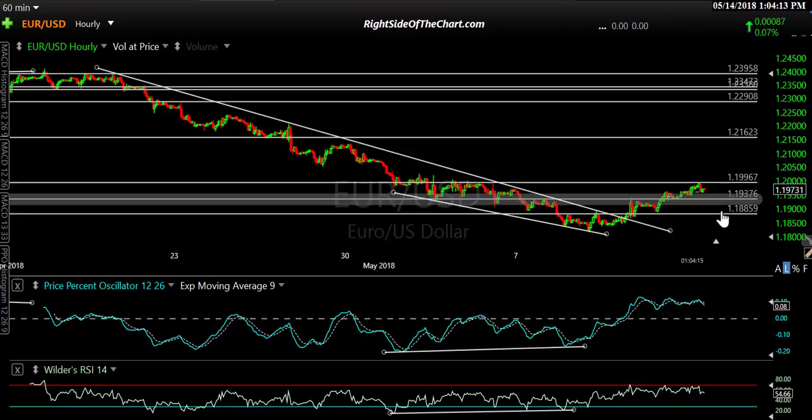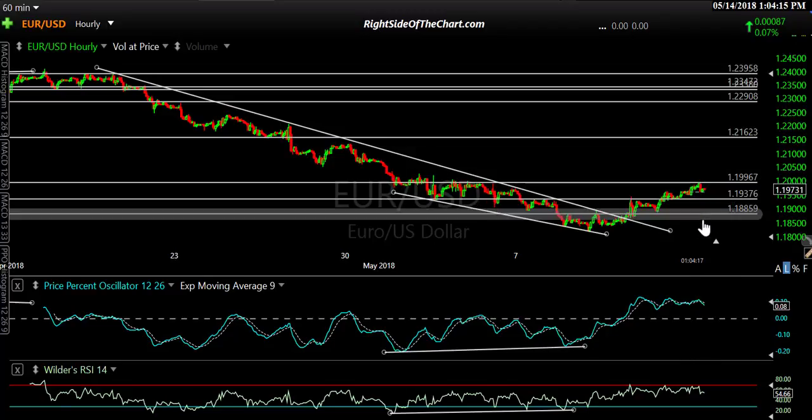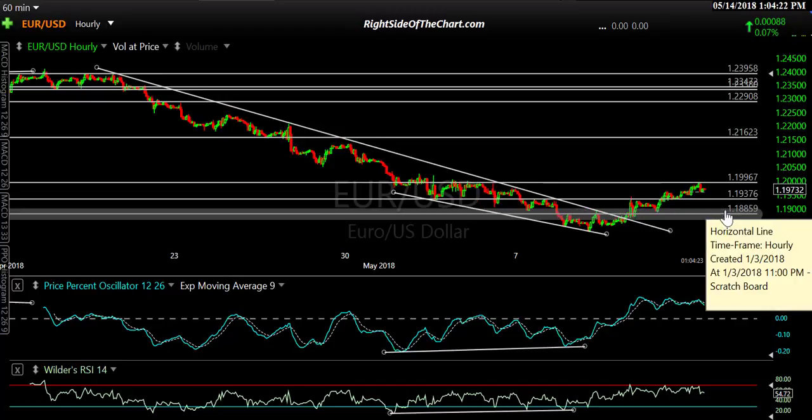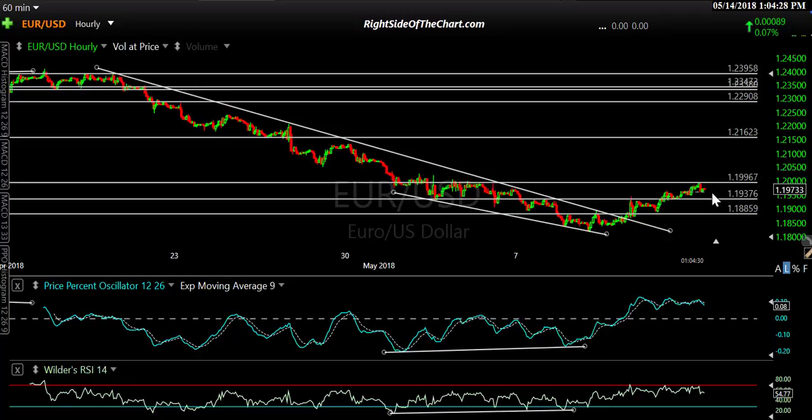Now, whether we have a little more pullback here or not, after that move up, this is support right here, the 1.19376 level. I doubt we'll go that low, but it's possible. Maybe we come all the way back to 1.18, almost 1.19 there, and then push up.